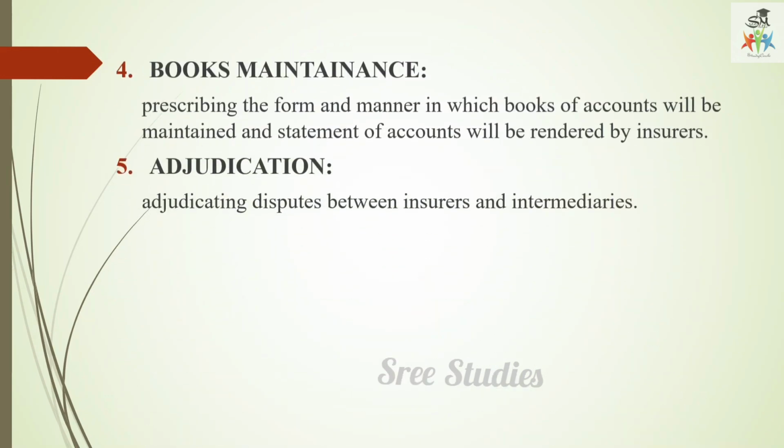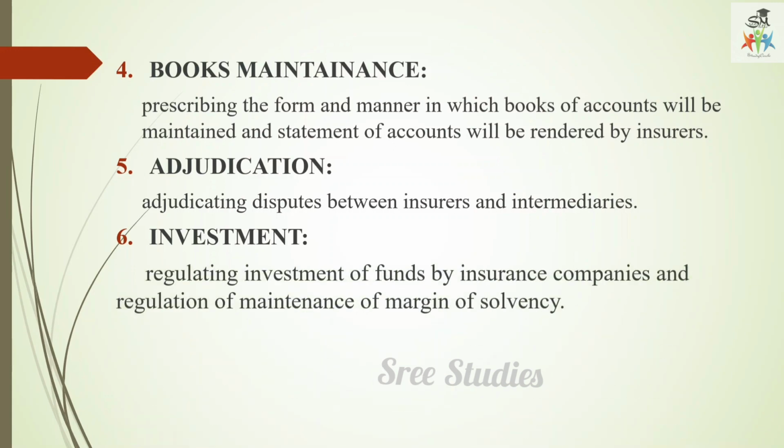The next one is adjudication: adjudicating disputes between insurers and intermediaries. If there are any disputes between the insurers and the intermediaries, they give adjudication. The next one is investment. The fund collected as premium must be invested by the insurance business. So how is the investment done? By regulating the investment of funds by insurance companies, and regulating the maintenance of the margin of solvency. Every insurance company has to maintain the solvency ratio.